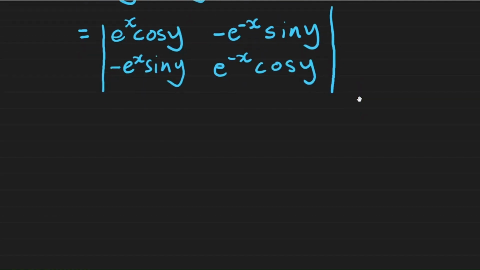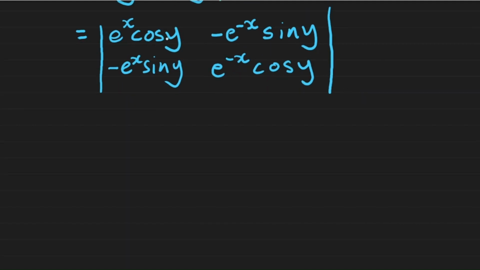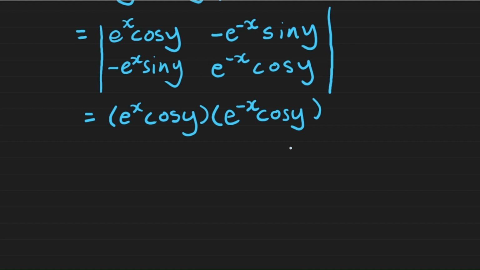So the next step is to compute the actual determinant, and as you would know, we get the determinant by saying 1 times 4 minus 2 times 3, if this is 1, 2, 3, 4. So it would be e to the power x cos y multiplied by e to the power minus x cos y, minus, I'll write it in the next line, e to the power minus x sine y, this element, multiplied by the final element here, which is minus e to the power x sine y.